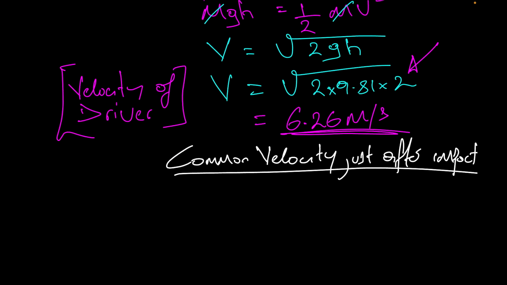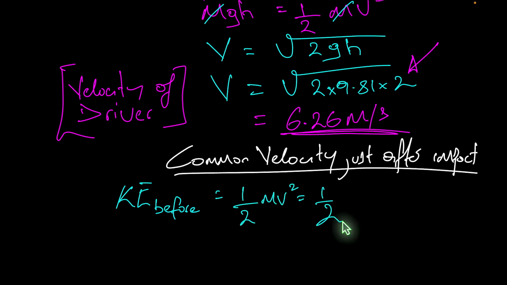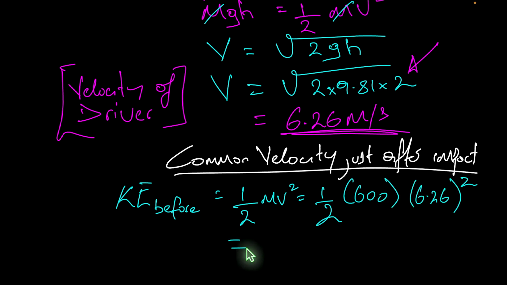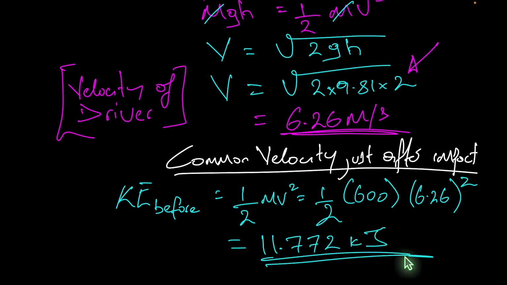So to get the velocity just after impact, what we have to do is find the kinetic energy just before the impact. So this here is going to represent the kinetic energy just before the impact. So we'll use the same formula, half mv squared. So that's half times the mass of the driver, which is 600 kilograms, multiplied by the velocity that we just calculated. So just before impact, what we get is 11.772 kilojoules. So remember, this is like microseconds before impact, just before the impact.